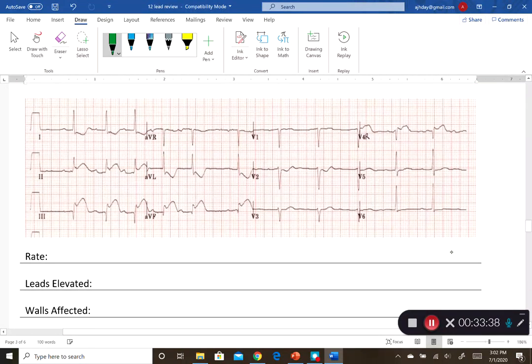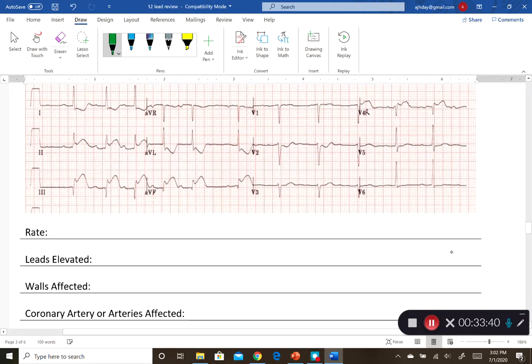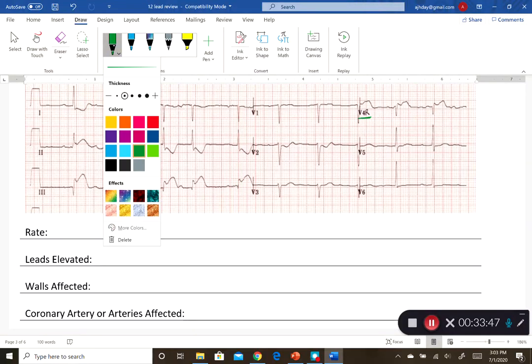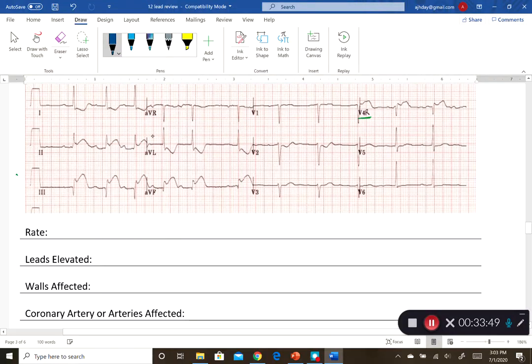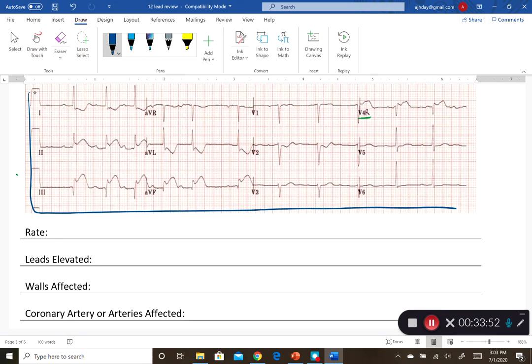All right, looking at this next one, I do see something different. Right here, I just want to point that out, V4R. So this is a right-sided 12 lead when we're looking at it. We're going to keep that in mind when we name it. Let's go ahead and draw my chart.